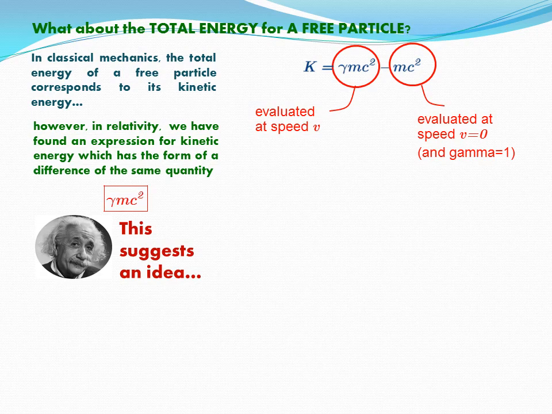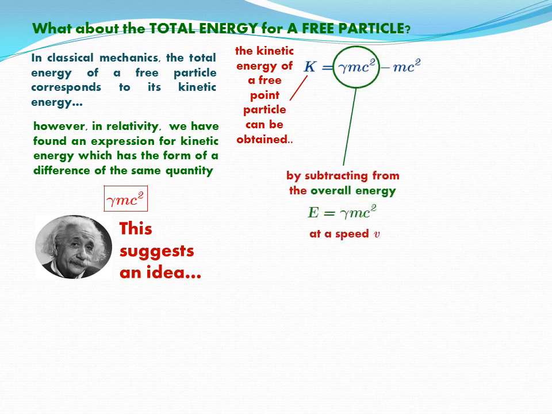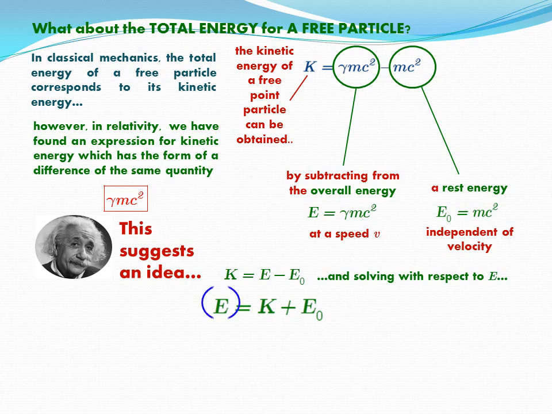This suggested Einstein an idea. The kinetic energy of a free point particle can be obtained by subtracting from the overall energy, whose form is gamma mc squared at speed v, a quantity that Einstein called the rest energy E0 equals mc squared, which is independent of velocity. Therefore, we can write K equals E minus E0, and solving with respect to E, we have that the total energy of a free particle is equal to its kinetic energy plus its rest energy.